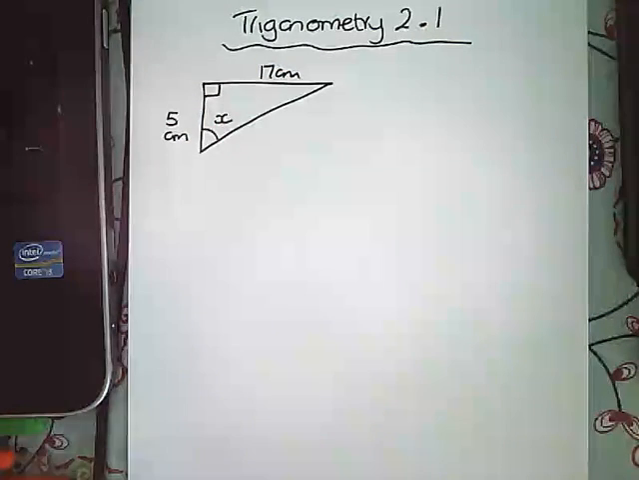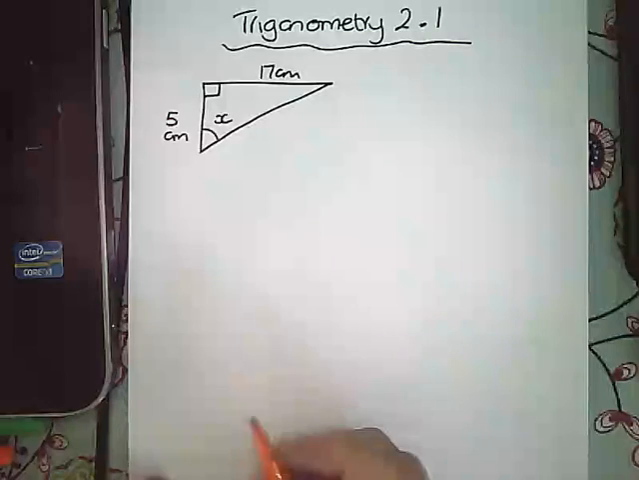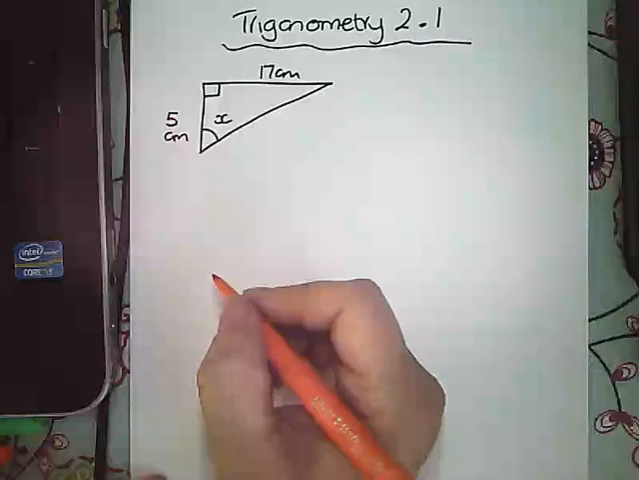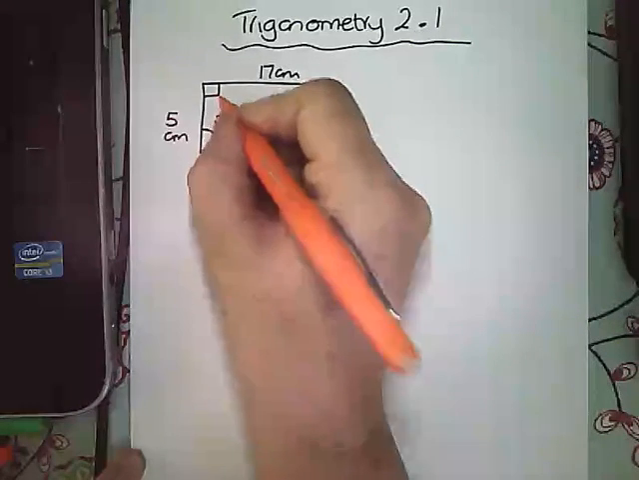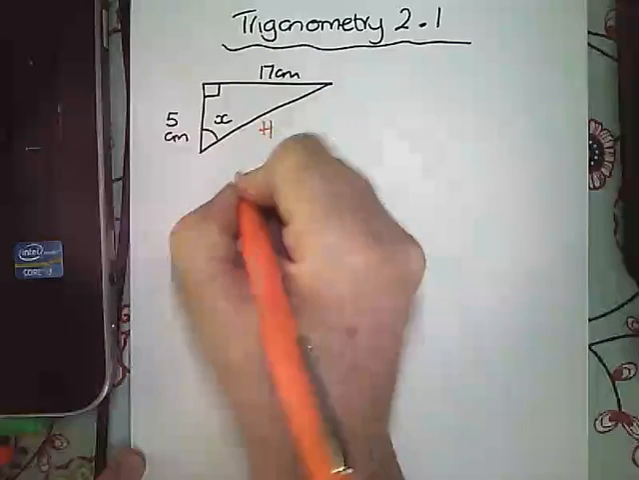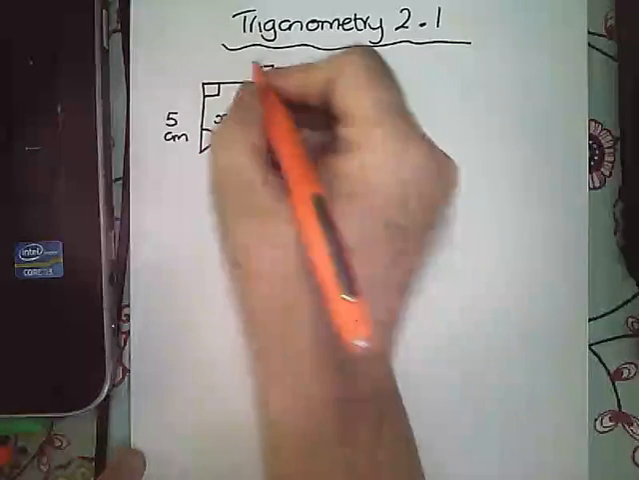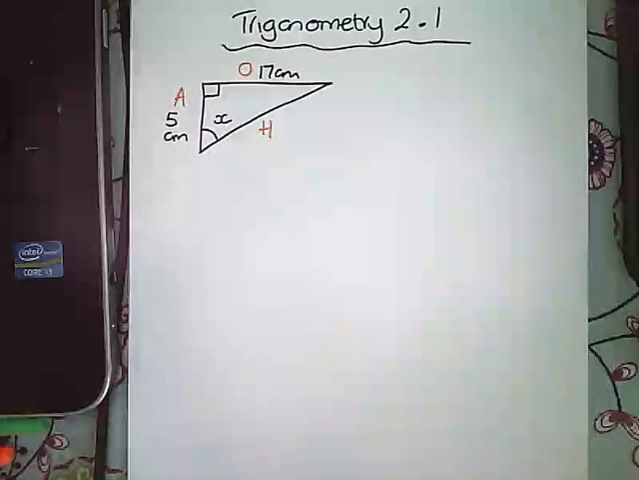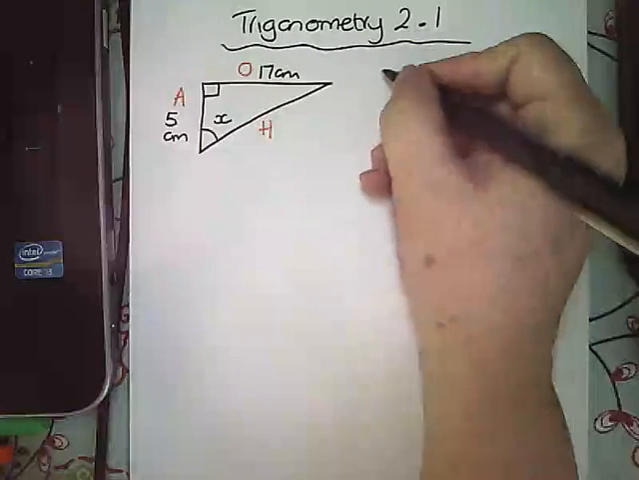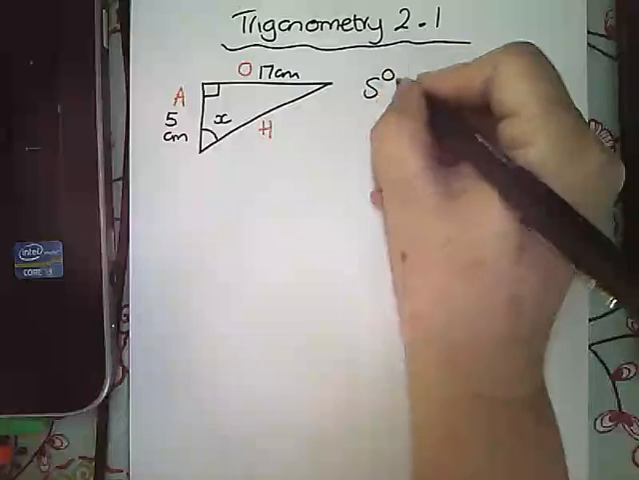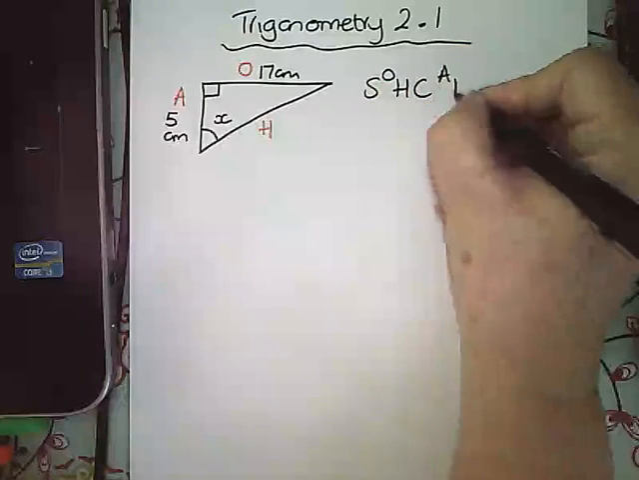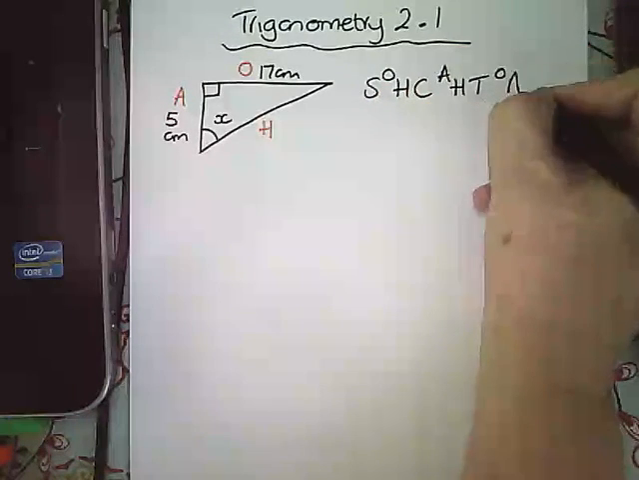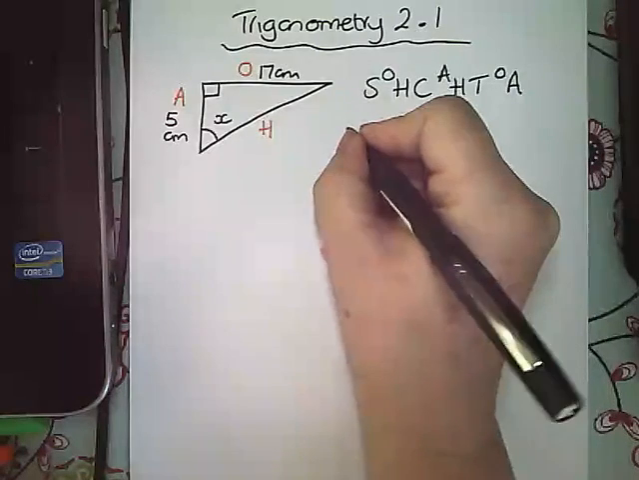So the first thing we have to do is label up the sides: opposite, hypotenuse and adjacent. So this is the hypotenuse, so that's the H. This is opposite the angle, so that's the O, and this is next to, so that's adjacent. Then we have to write down SOHCAHTOA. And then we need to write down what we have got and what we want.